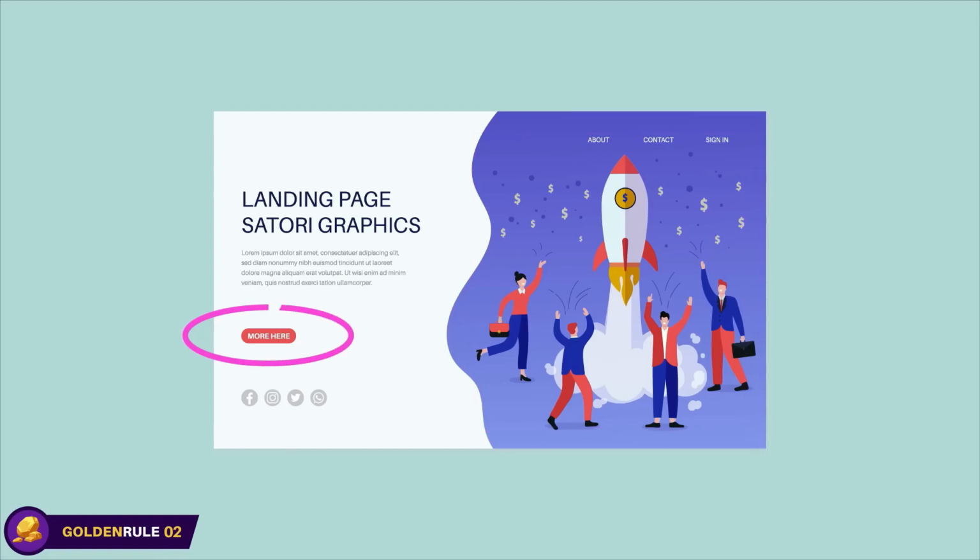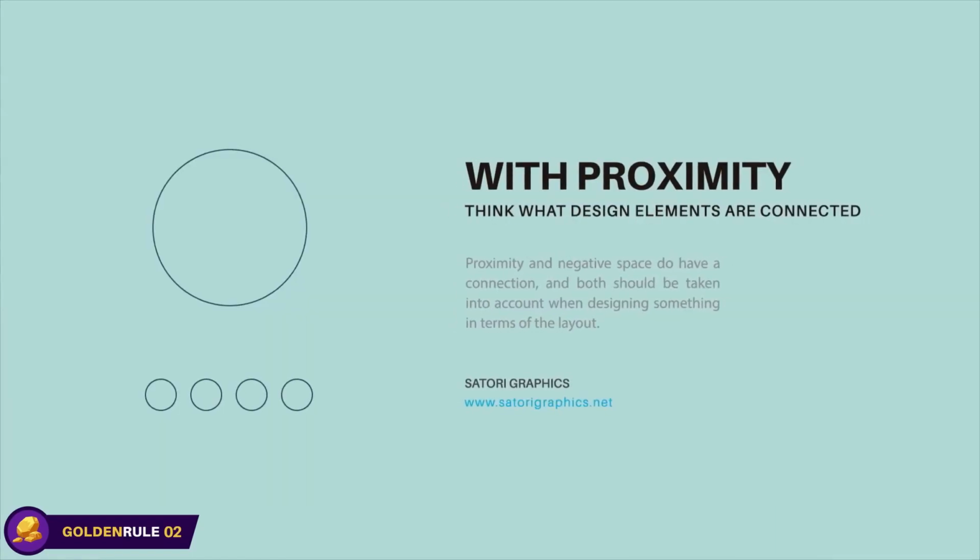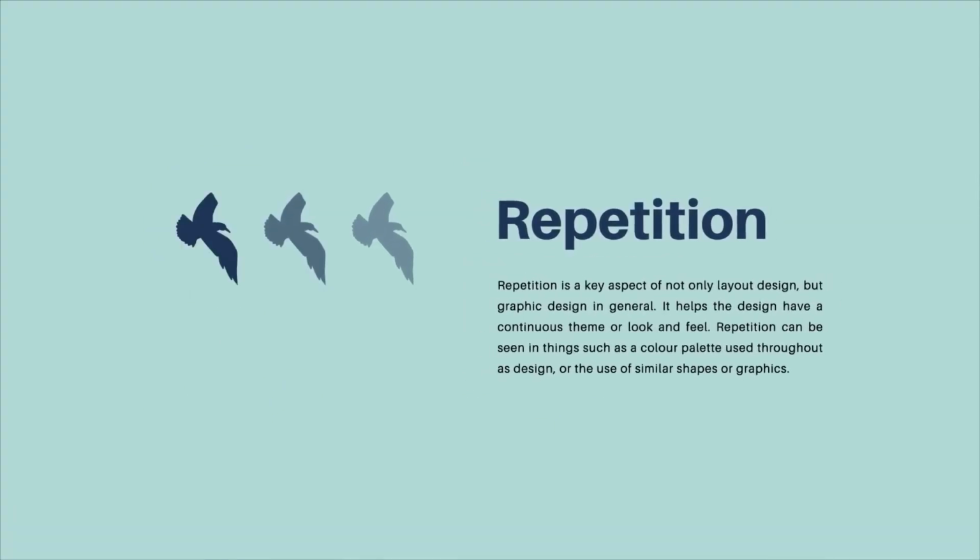And below that, there is a call to action which has its own space and is left alone, which basically frees it up to make it easier to be seen by the viewer and thus clicked. And finally, all of the social media icons are below in their own group. On this left-hand side, we have 3 different groups that all use neat and valid proximity. Proximity and negative space do have a connection, and both should be taken into account when designing something in terms of the layouts.